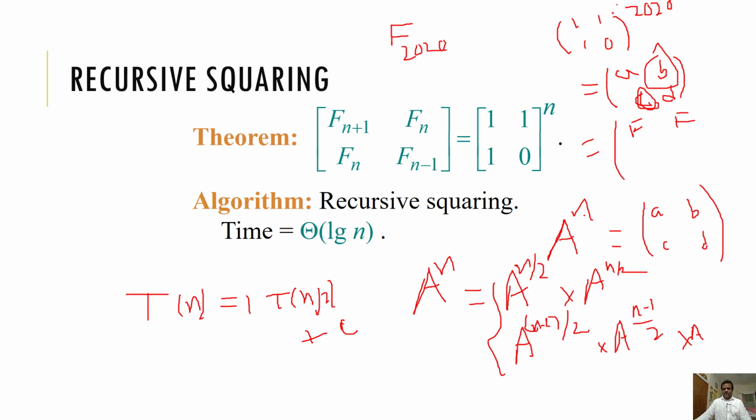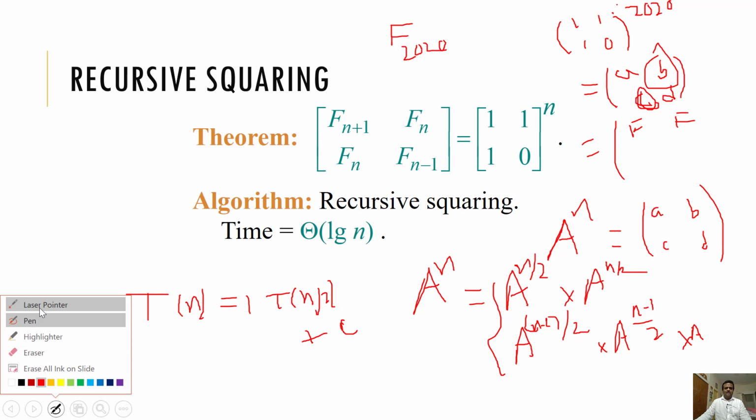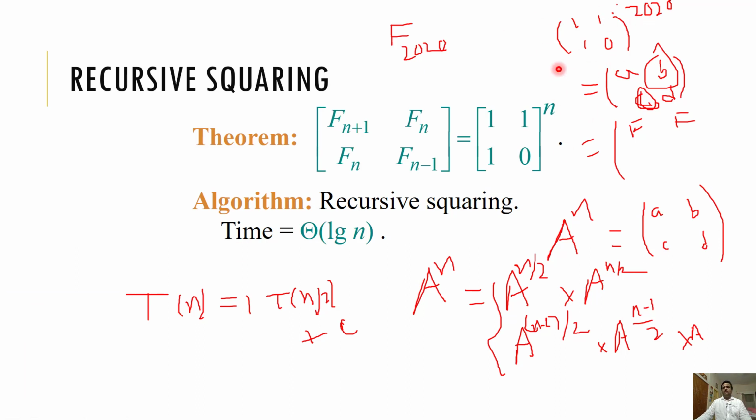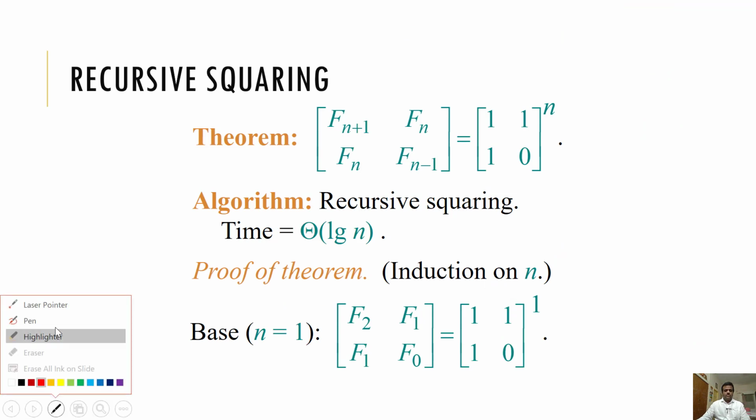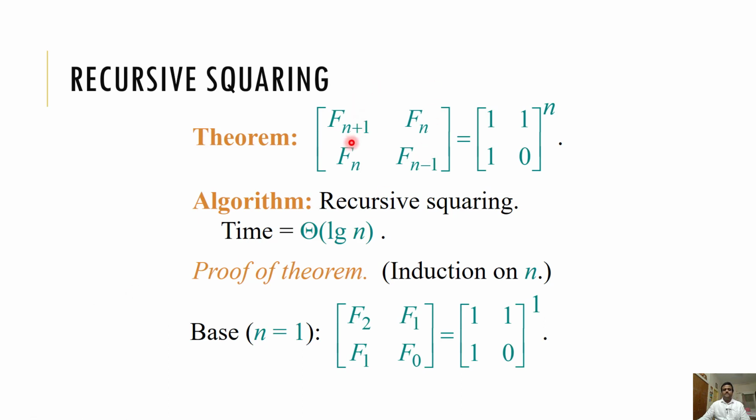So, to get the Fn, we need to get the value of this. Now the question is whether this theorem is true or not. This we will prove with the help of mathematical induction. So, the theorem is telling us that the 2 by 2 matrix f of n plus 1, Fn, Fn, f of n minus 1 is nothing but the 2 by 2 matrix 1 1 1 0 to the power of n. So, how to prove this? We prove this by mathematical induction.